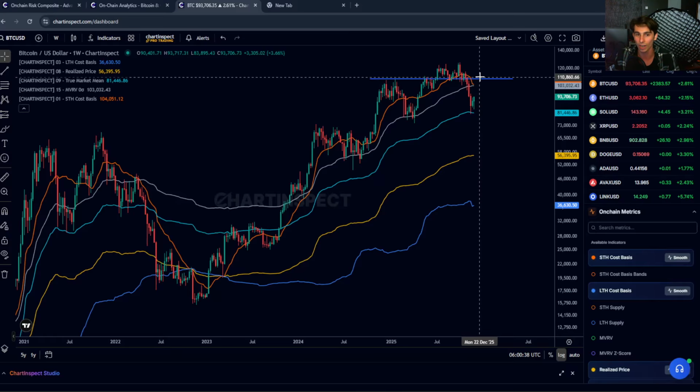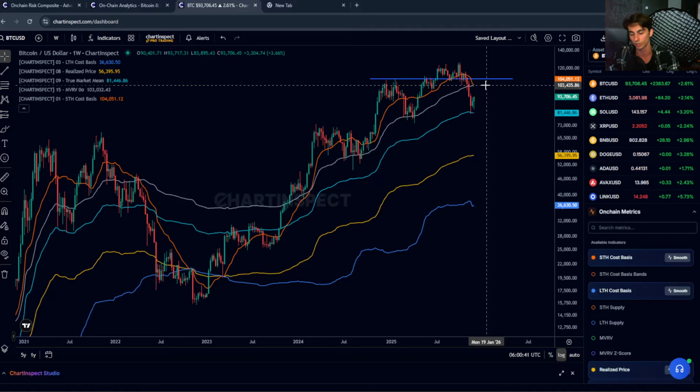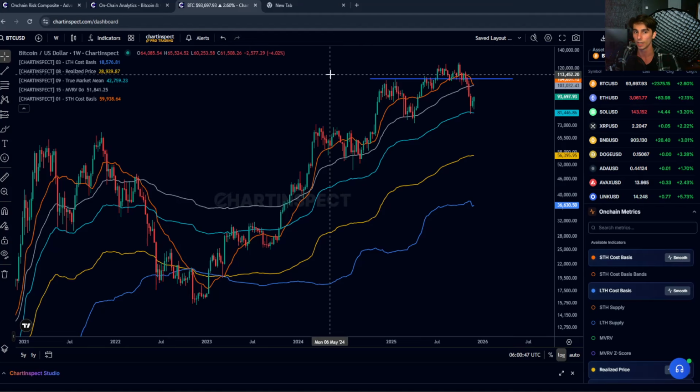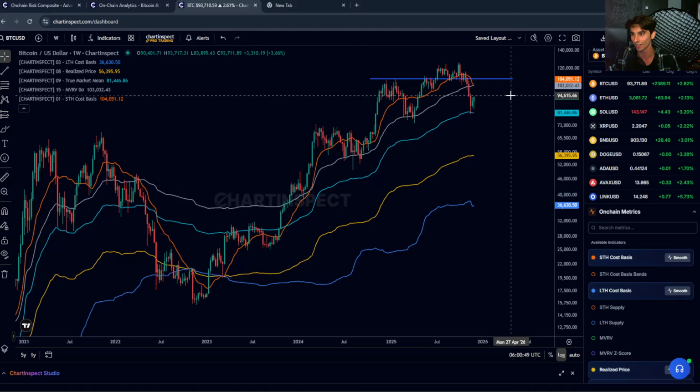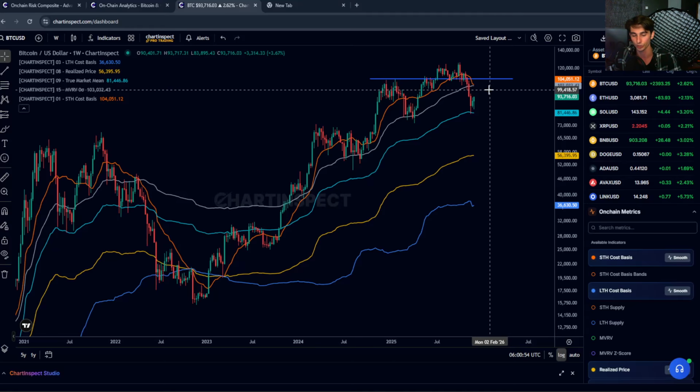Now could I be wrong? Absolutely. If we break above 110 to 115K and hold it as support, if long-term holders stop distributing, if momentum flips back to the upside and to the positive, then I would reassess. But right now, that's not what the data is showing me.